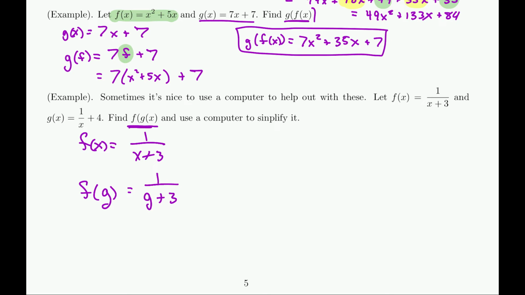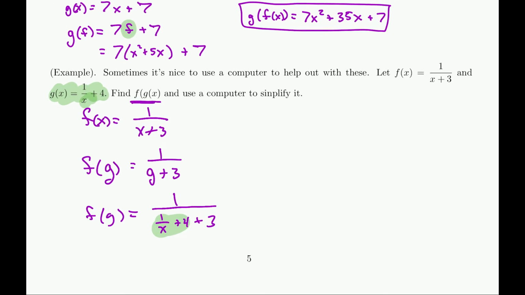And then I'm going to fill in what g is, which is all of this, 1 over x plus 4. So I'm going to get f of g is 1 over g, which is 1 over x plus 4. And then I still have that plus 3, right? Because the 1 over x plus 4, that's the g. So this is done, but again, you can simplify it. And I say to use a computer to simplify that, and I'm going to in a minute here, okay? But I can do a little bit by hand here.